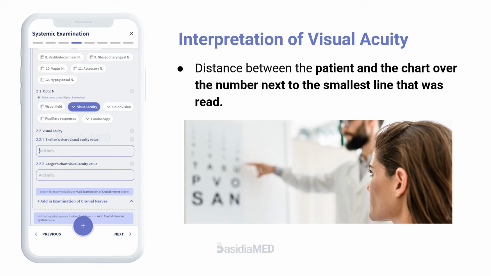Interpretation of visual acuity testing. The smallest line read is expressed as a fraction. Example, 6/18. The upper number refers to the distance the chart is from the patient, and the lower number is usually written next to the line on the chart.